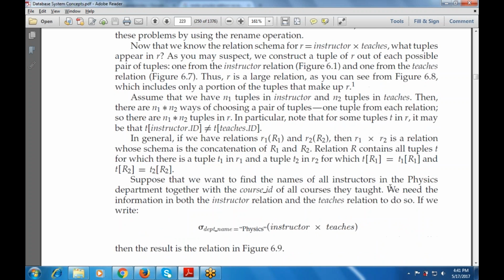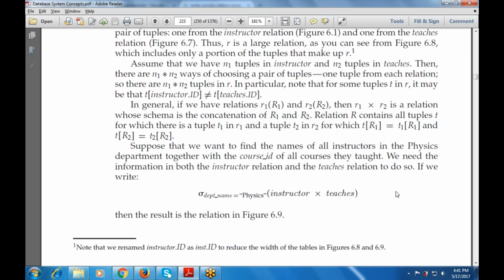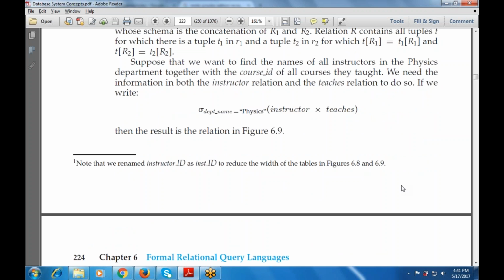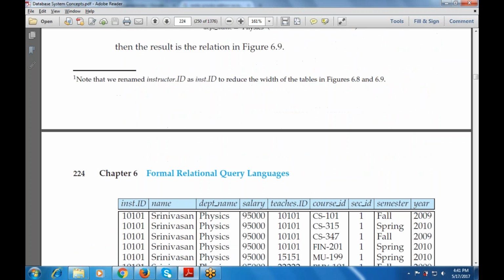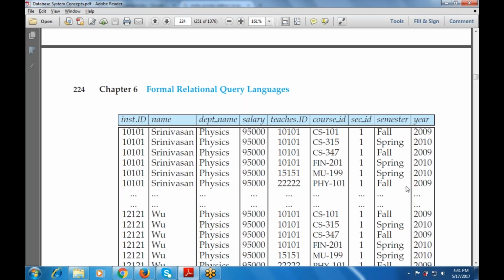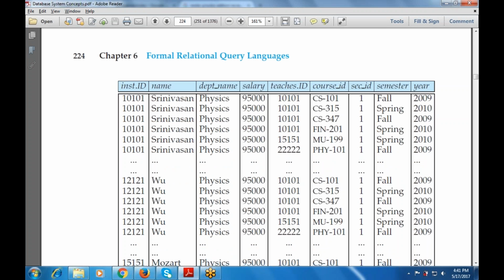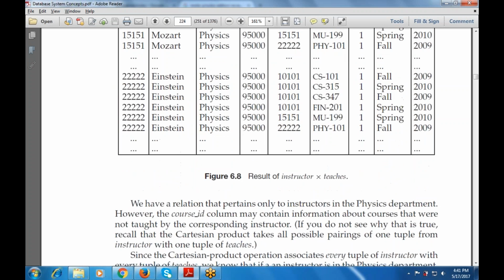Suppose that we want to find the names of all the instructors in the physics department, together with the course IDs of all the courses they taught. We need the information in both the instructor relation and the teaches relation. To do so, we write σ dept_name = 'Physics' (instructor × teaches). The result is the relation shown in figure 6.9. We rename instructor ID to reduce the width of the table. The attributes are instructor.ID, name, department name, salary, teaches.ID, course ID, section ID, semester, and year.